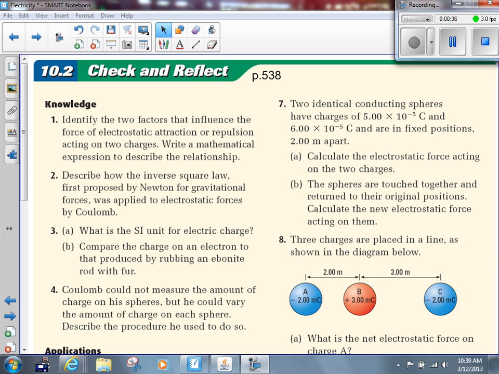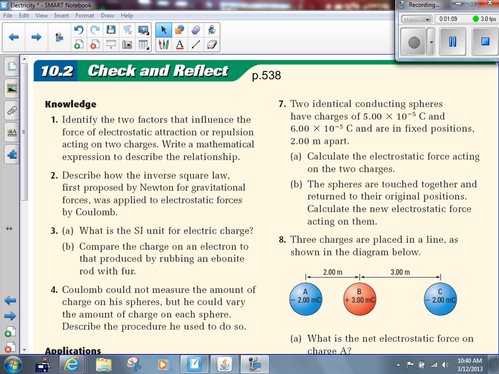All right, number 2 says, describe how the inverse square law first proposed by Newton for gravitation forces was applied to electrostatic forces by Coulomb. We look at charges and we look at masses. And charges and masses are very analogous to each other. We're going to learn in this unit a lot of things that are really, really similar about charges and masses, and a lot of things that are similar about electrostatics as compared to gravitation. There's a force that acts between two masses. There's a force that acts between two charges.